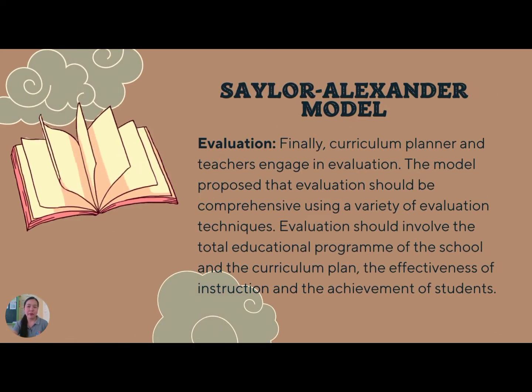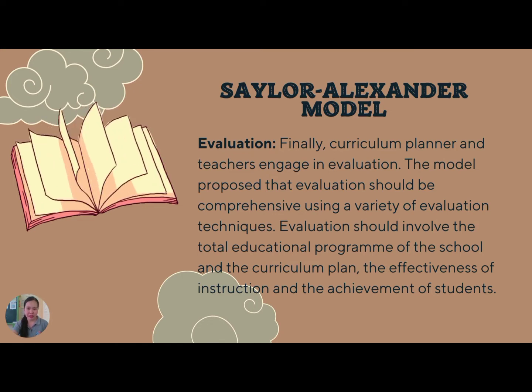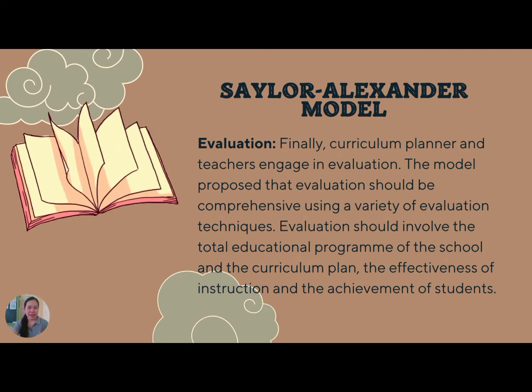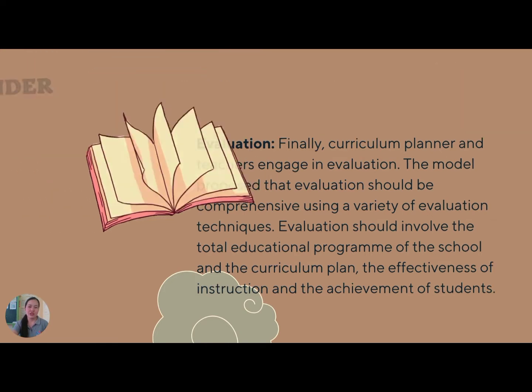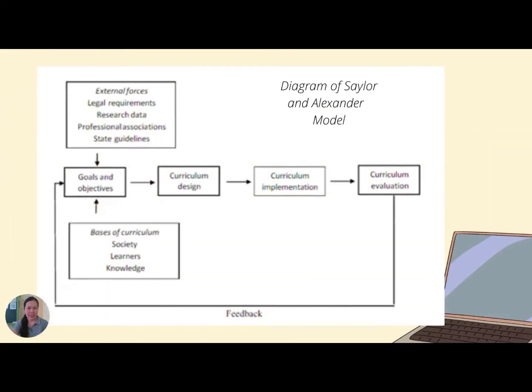And the last step of this model is the evaluation. Finally, curriculum planners and teachers engage in evaluation. The model proposed that evaluation should be comprehensive, using a variety of evaluation techniques. Evaluation should involve the total educational program of the school and the curriculum plan, the effectiveness of instruction, and the achievement of students. So here is now the diagram of the Saylor-Alexander and Lewis model.